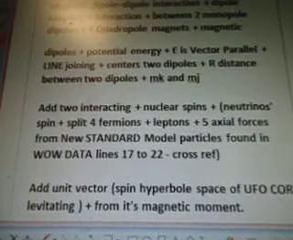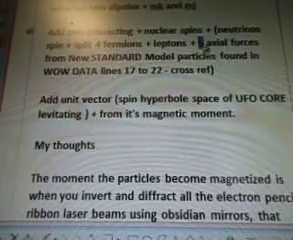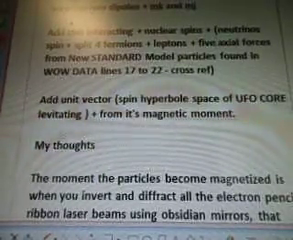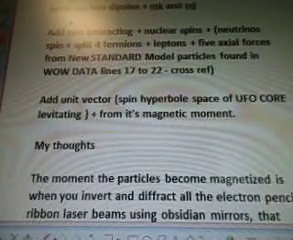plus magnetic dipoles, potential energy plus E is vector parallel, line joining centers of two dipoles, R distance between two dipoles, MK and MJ, add two interacting nuclear spins, neutrinos spin, plus split for 4 fermions, plus leptons, plus 5 axial forces. Oh, that's not supposed to be a 5, it's supposed to be this way. 5 axial forces from new standard model particles found in the WOW data.